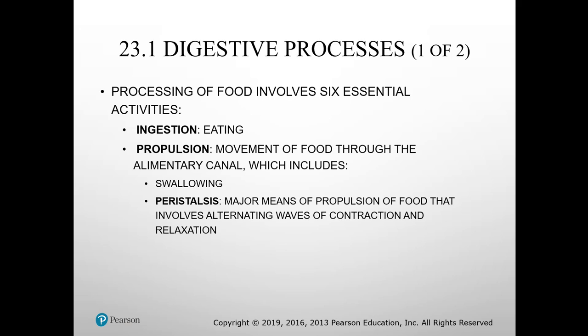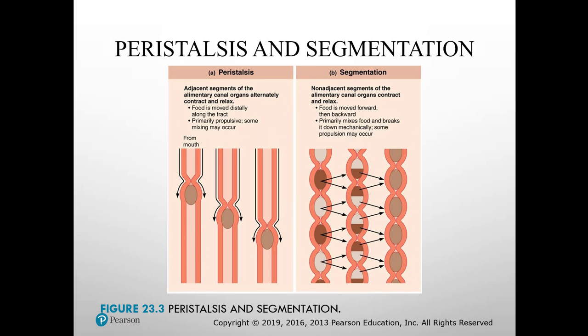the peristalsis, which is a major means of propulsion of food that involves the alternating waves of contraction and relaxation of the longitudinal muscles and the circular muscles of the tube. And here's how peristalsis is shown in this picture.